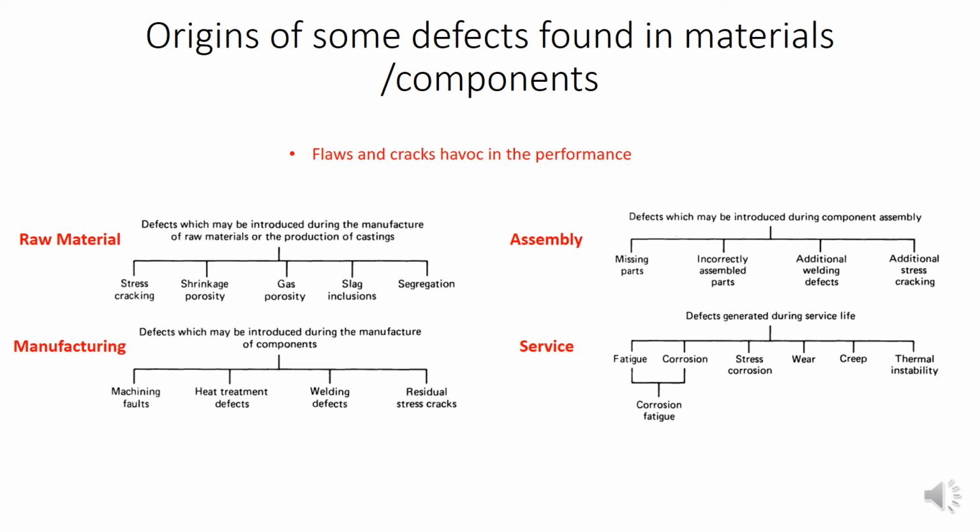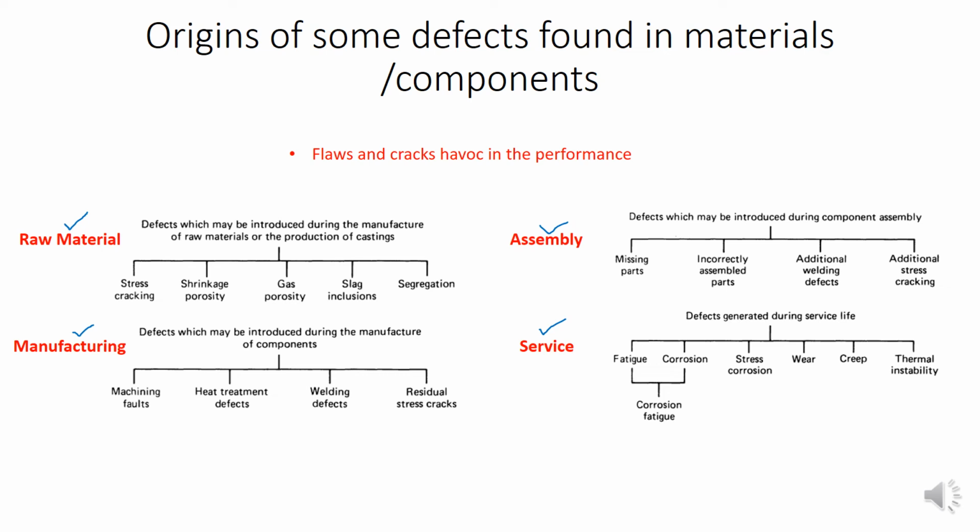So how can these defects arise in the material? These defects can arise in raw materials, during the manufacturing stage, during assembly, and in service conditions. During raw materials, or we can understand it as during the production of casting, because when we make casting products, we have to subject them to some machining stages also.